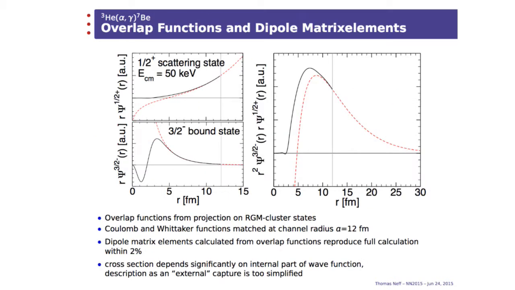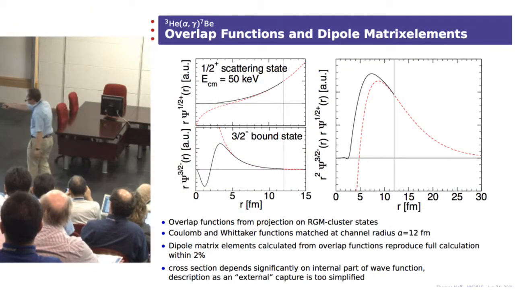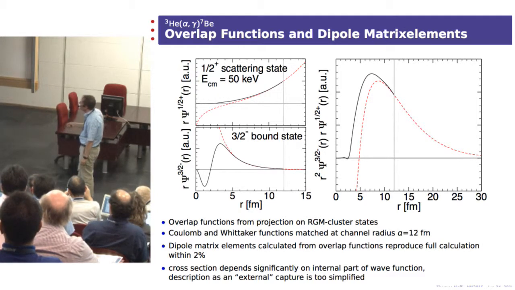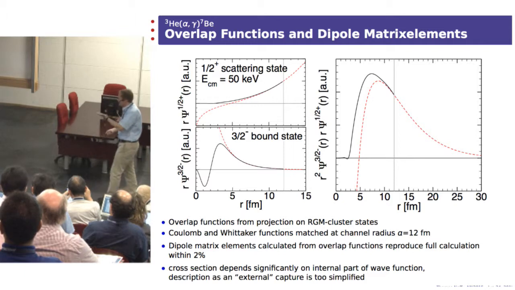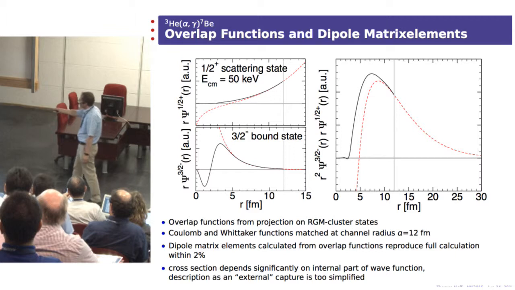So projecting the full seven-body wave function on the wave function for relative motion of two clusters. And so you have here the free half minus bound state. So when you take the RGM norm kernel into account, you get here the nodes in the wave function. Here we have the scattering state at 50 keV. And if you calculate the dipole matrix elements, the dashed line is using just the asymptotics. So the matching here, the Whittaker function for the bound state and the Coulomb scattering wave function, you get this one. And you see, most of the matrix element is coming really from large distances.